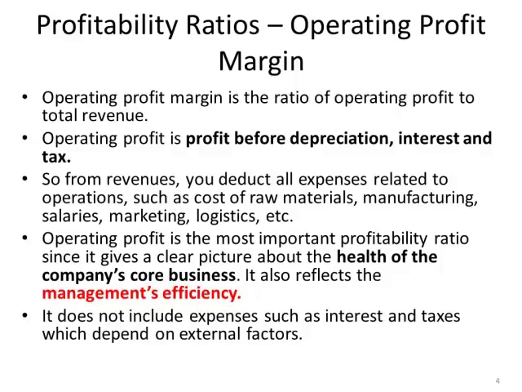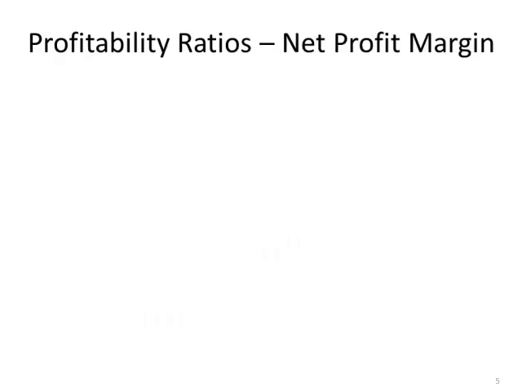And as we said, it does not include expenses such as interest and taxes, which depend on external factors. So the operating profit margin, therefore, is an important ratio, and typically, as you can imagine, the higher the operating profit margin, the better, right? So we're looking at operating profit divided by revenue. So the more profit we have relative to revenue, that's a signal that the company is doing better.